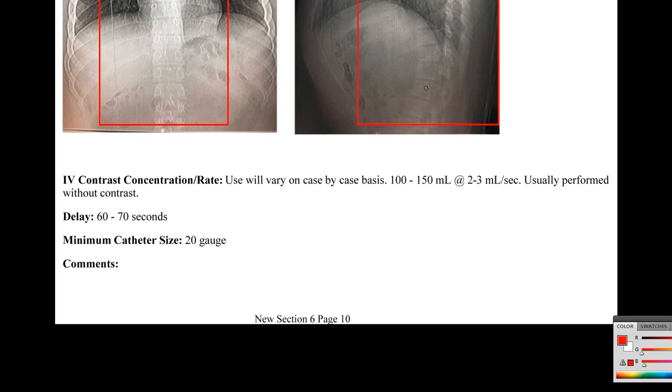So if IV contrast is actually utilized, it will vary case by case. Usually for thoracic spines, they're not utilized, but if so, 100 to 150 milliliters at 2 to 3 milliliters per second. However, I once again stress that thoracic spines are usually performed without contrast. In this case, though, if contrast is utilized, 60 to 70 seconds would be sufficient.